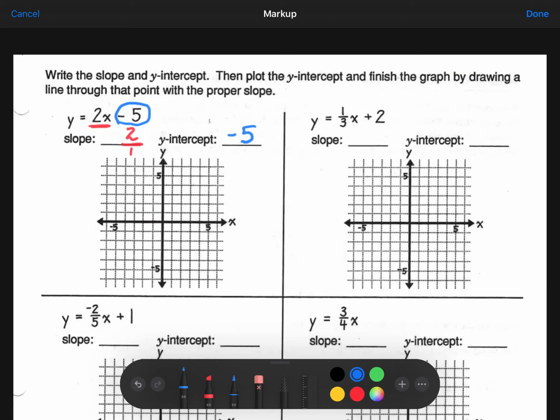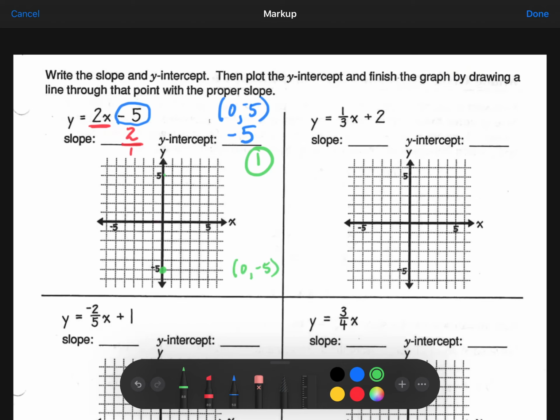So what does that mean? I mentioned in the Zoom, but a lot of you weren't there. The y-intercept is where it crosses the y-axis. So that means it can also be written as 0, -5. The x is always 0 for the y-intercept. All right, so what you do is first you plot the y-intercept. So you put a dot on -5 on the y-axis. That point is also 0, -5.